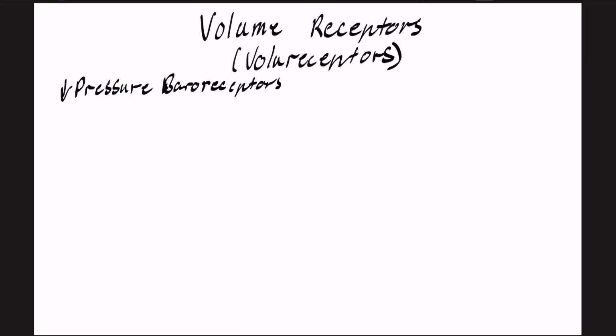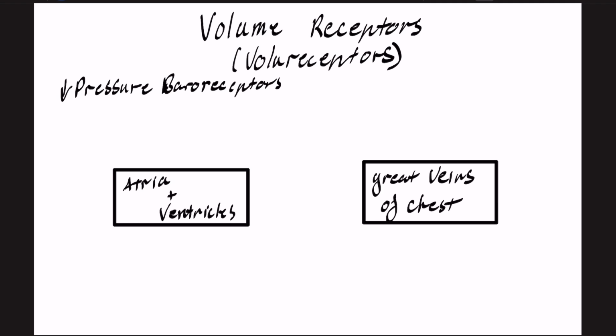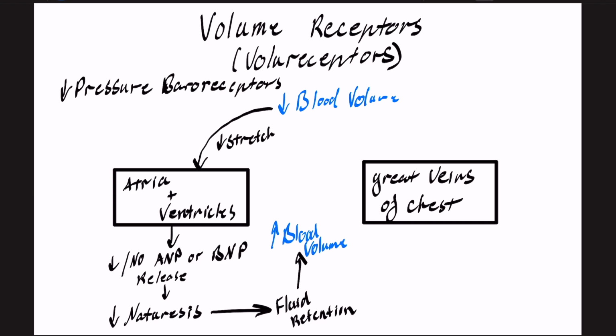For our low pressure baroreceptors, they sit within the atria and ventricles and the great veins, specifically within the chest, and they detect around a 10% drop in blood volume. And as we mentioned, a 10% drop is about 4 liters of total body water. From the atria and ventricles, when there's decreased stretch, there will not be release of atrial natriuretic peptide or brain natriuretic peptide, which comes from the ventricles, not the brain. And this means that you will not get a natriuresis, so just no effect really.